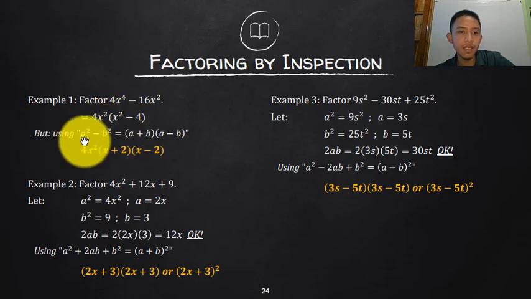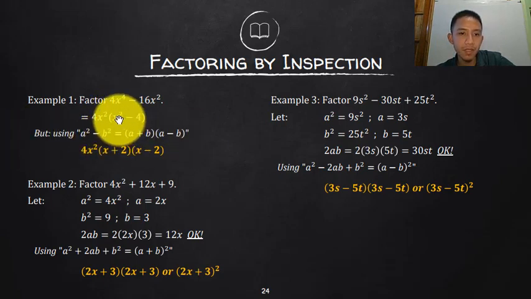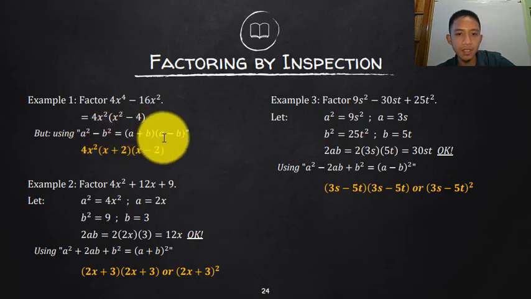Okay, making use of your sum in difference. X squared has a square root, so that could be a squared. 4 has a square root, yes, which is 2. That could be your b squared, and that is minus in between, so that is just sum in difference. So the factor of that is a plus b times a minus b.